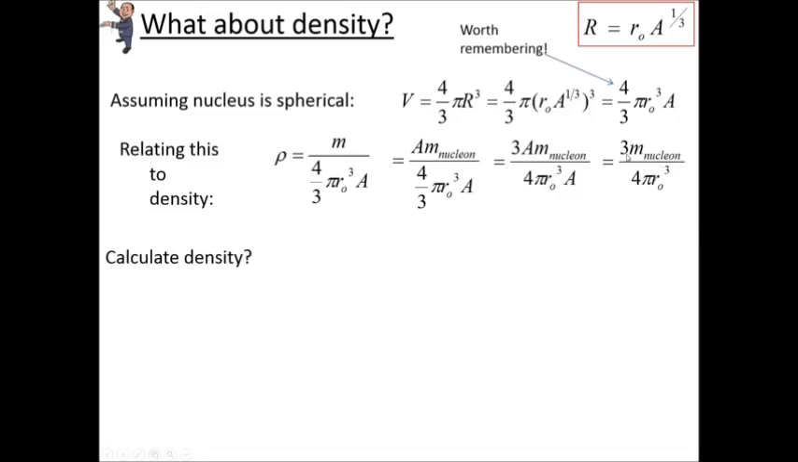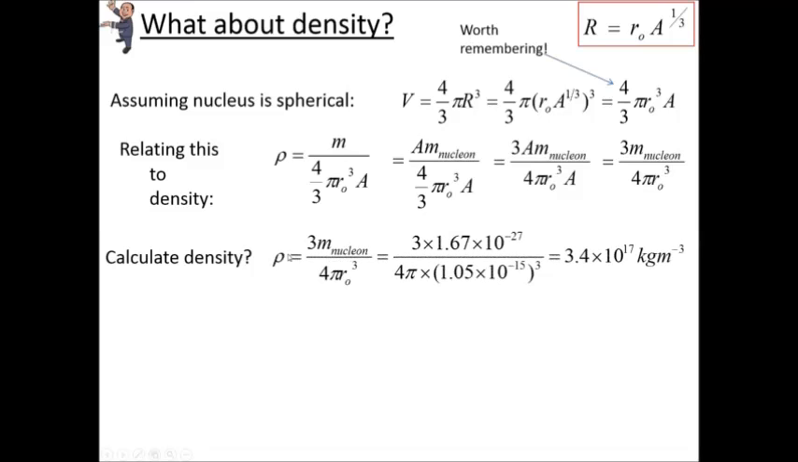Notice here, 3 is a constant, mass of a nucleon is pretty much constant, 4 is constant, pi is constant, and r0 is a constant. We've set it to about 1.2 femtometers. So all of these are constants. So that's what we're suggesting here: that the nuclear density is a constant.